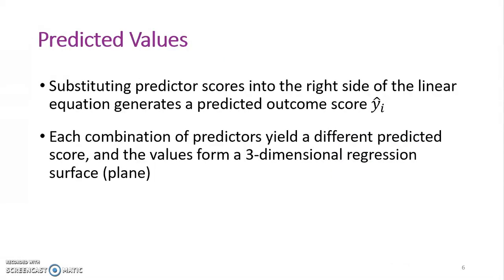So again, now we can substitute values of our predictors, time spent on the bird or time spent in the Uber, into this predicted cost equation. And substituting the scores into the right side of the equation will give us that predicted value on cost or our outcome. However, now because we are thinking about multiple predictors, each combination of predictors will yield a different predicted score on the outcome, in our example, cost. And these values form a three-dimensional regression surface. So let's take a look at this plane.